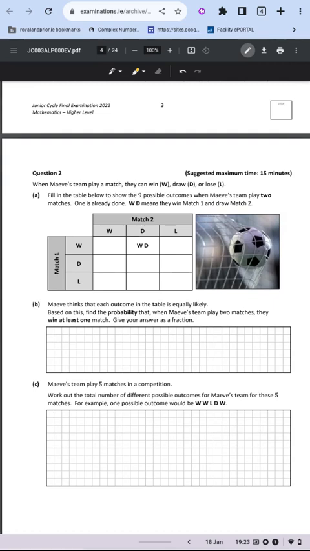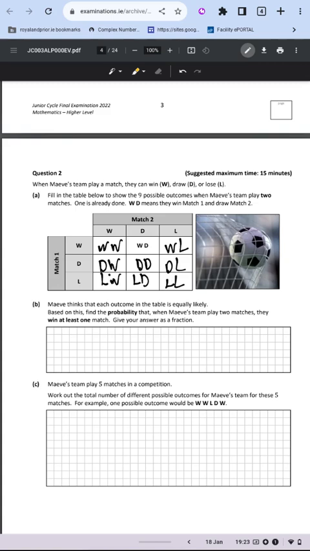Next one, Maeve's team plays a match. They can win, draw or lose. Fill in the table below to show the 9 possible outcomes when Maeve's team plays 2 matches. One is already done. So the first one there, you just fill them in. So we've got a WW, a WD, and a WL. Here we have a DW, a DD, and a DL. Here we have an LW, an LD, and an LL.